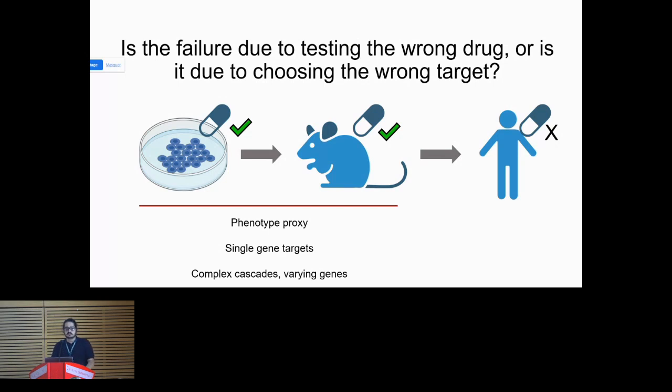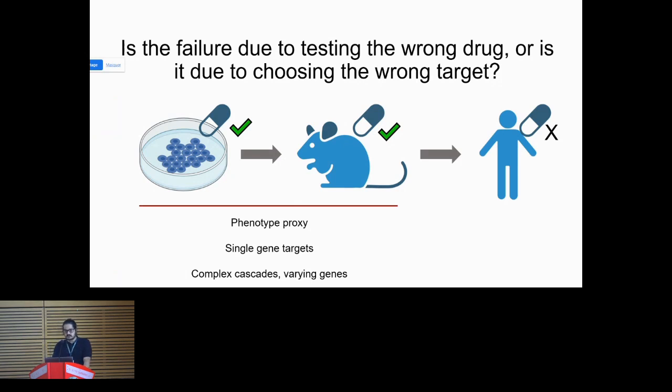Clearly, there's a disconnect between preclinical models and humans, and there are three components to this disconnect. First, models are evaluated based on the proxy of phenotype and how well they recapitulate pathological features of the disease rather than intricate cellular mechanisms. Two, interventions are targeted at single gene targets rather than complex cascades. And three, complex cascades across model systems and humans may recruit varying genes to drive the same pathology.